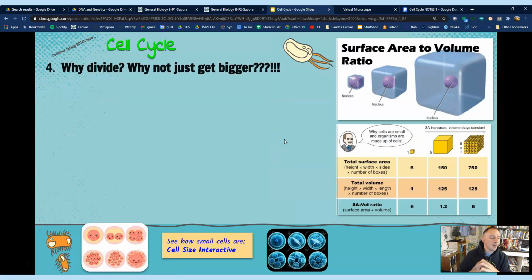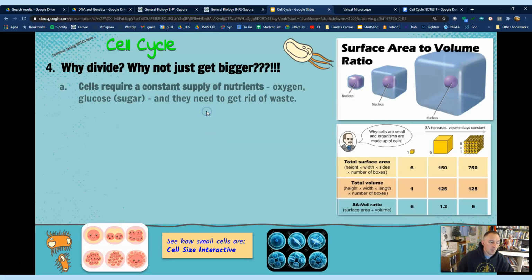So now let's talk about why cells divide in the first place. Why am I not just a mass of 5 or 6 or a dozen or 100 cells, or one big cell? Why am I 37 trillion? That's excessive. That's a lot. Okay, so why don't cells just get bigger? It's a good question. We're going to find out why.